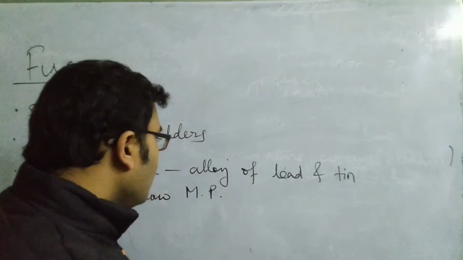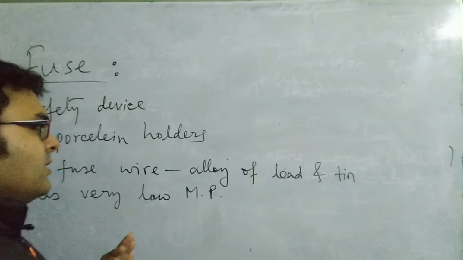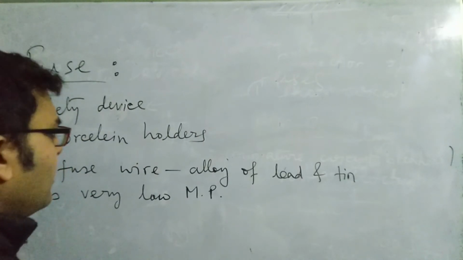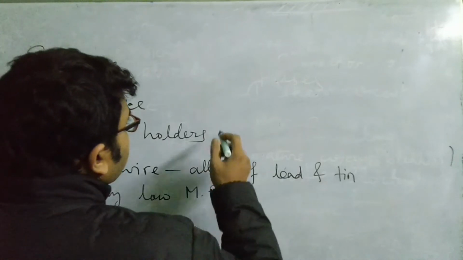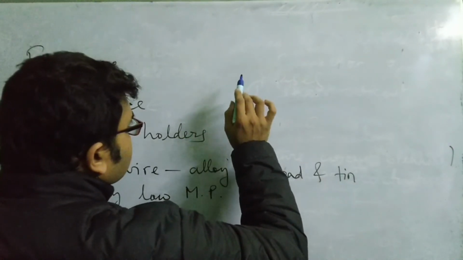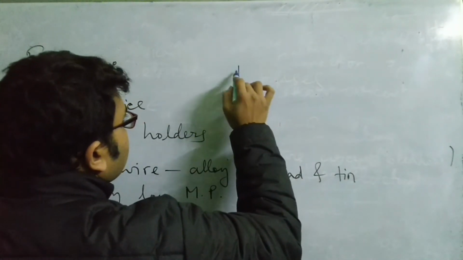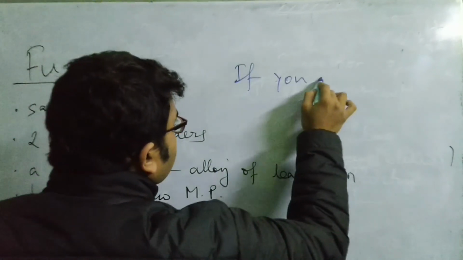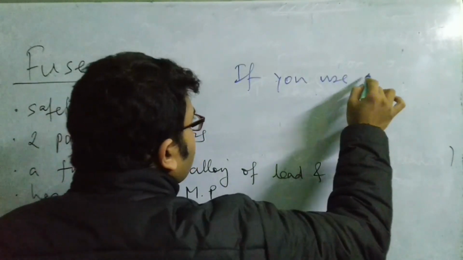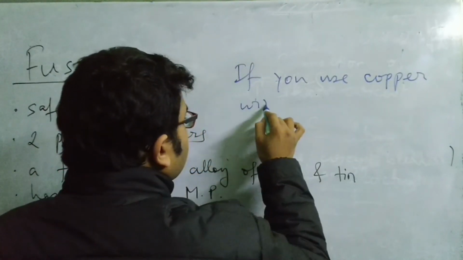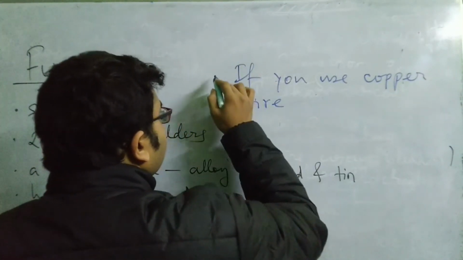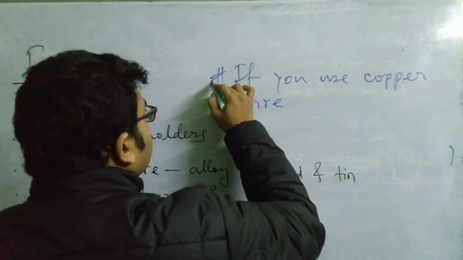Okay. So this is about fuse. Now, there are two things that I would like to discuss. What happens if you use copper wire instead of this lead and tin alloy? What happens if you use copper wire?